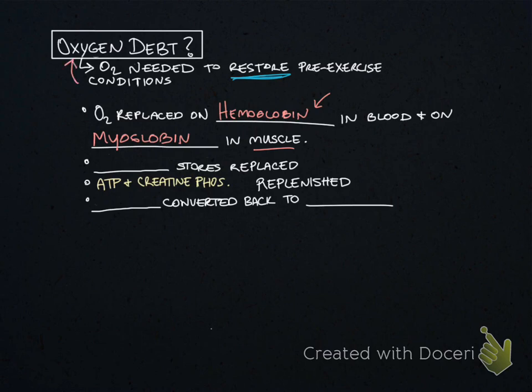Also, to restore this oxygen debt, our glycogen stores need to be replaced. The ATP creatine phosphate phosphagen system needs to be replenished. And the lactate needs to be converted back to glucose. Okay.